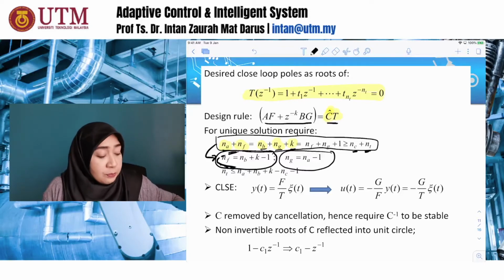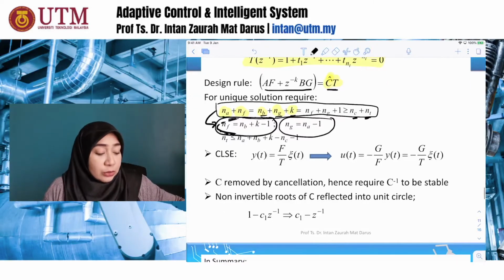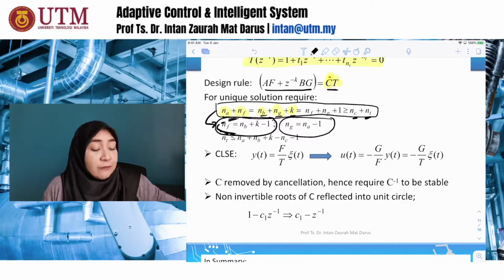Now if you look at the closed loop system equation, your yt, by replacing this value from the design rules, your yt will become F over T multiplied by zeta, your polynomial zeta.